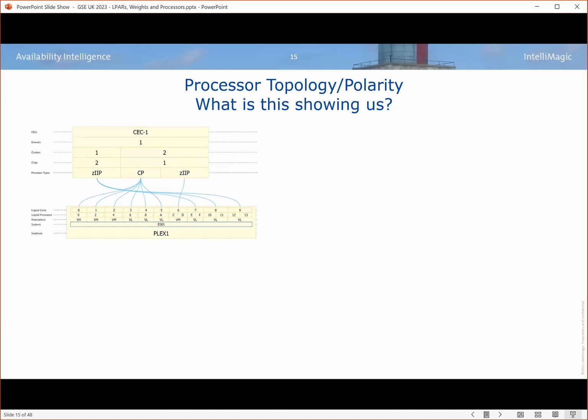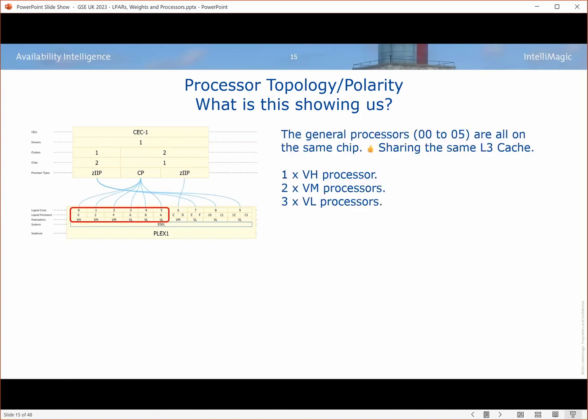So what are we seeing here? A little bit more detail. We have 6 CPs assigned to this LPAR, and we see their polarity: highs, medians, and lows. And we see that they're all sitting on the same chip, chip number 1. That's why I have a thumbs up saying, great, they're sharing the same level 3 cache. By that, I mean whether the workload runs on processor 0 or processor 6, the level 3 cache is the same, which to me is an advantage, okay?